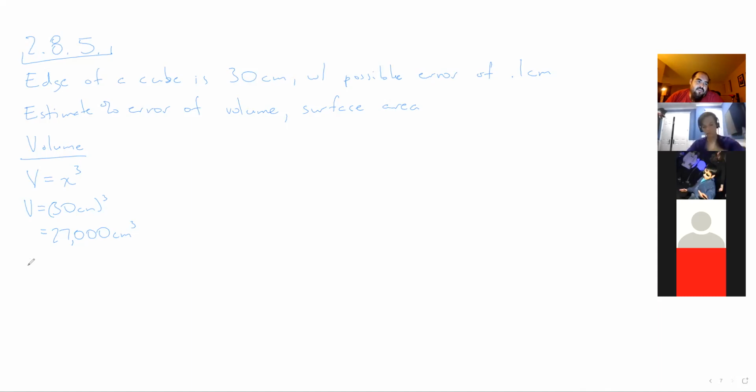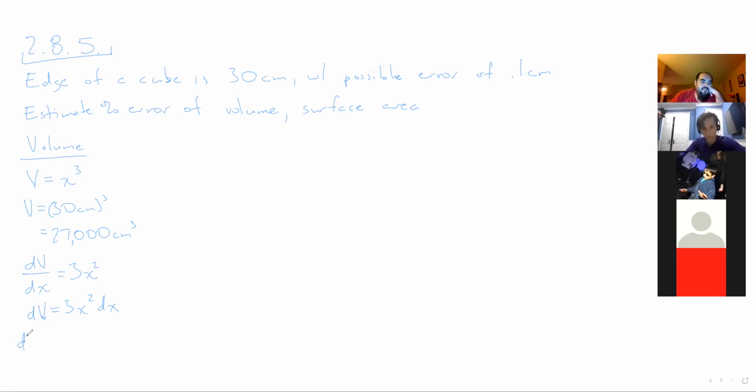If I take a derivative of the volume with respect to x, I got dV/dx equals 3x squared. And then where the differentials come in is I'm going to multiply both sides by dx. I got dV equals 3x squared dx. So from here, I'm looking for dV, my change in volume. That change in volume is what represents my possible error.